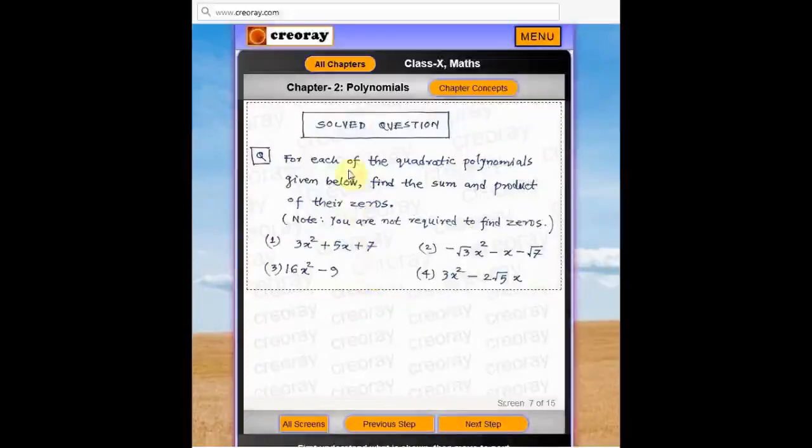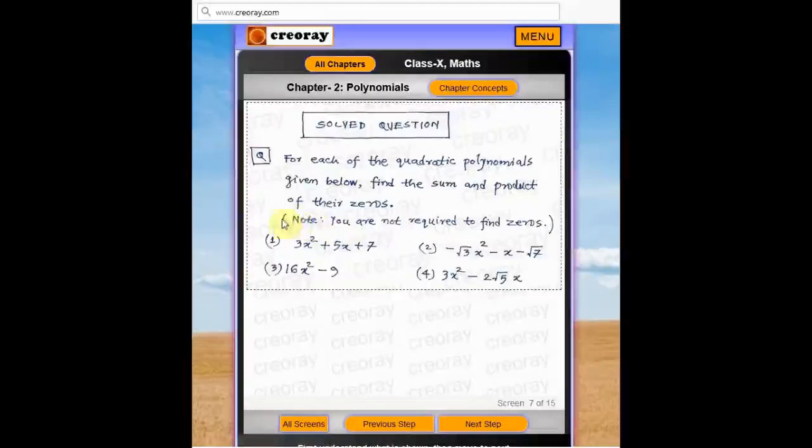I will leave you with this question, which is a solved question, but I encourage you to try it yourself. For each of the quadratic polynomials, you are given 1, 2, 3, 4 polynomials are there. Find the sum and product of their zeros, alpha and beta. Note you are not required to find zeros.